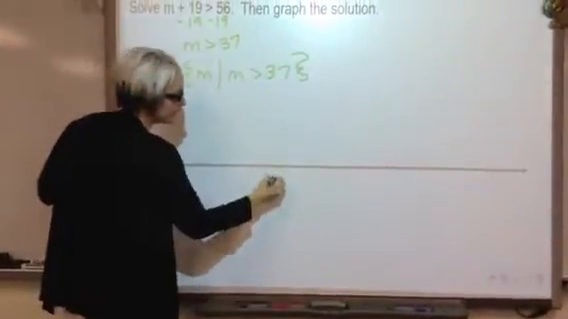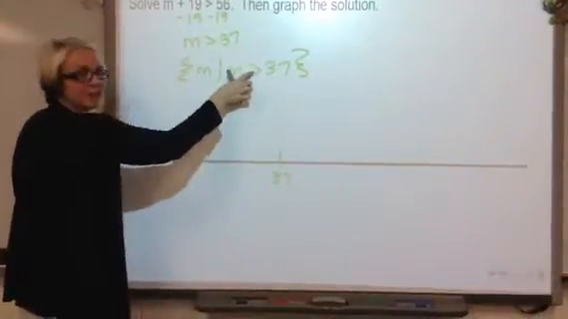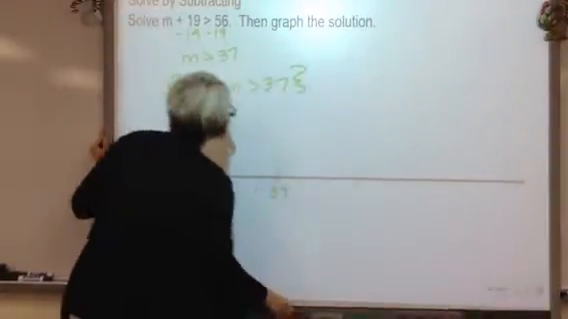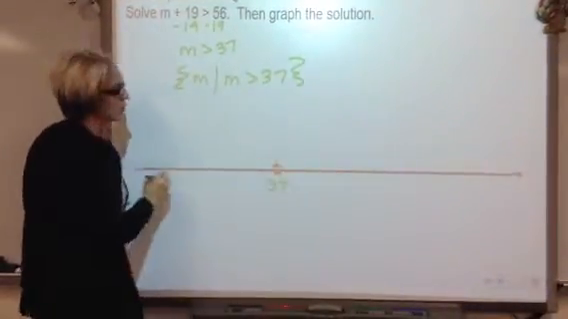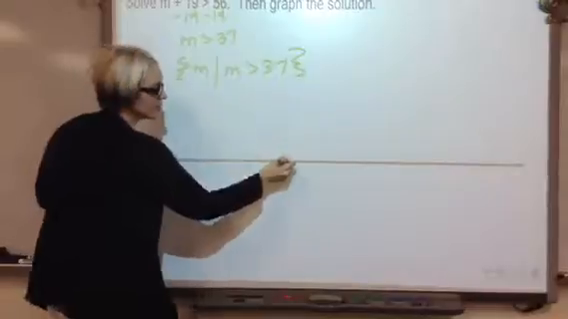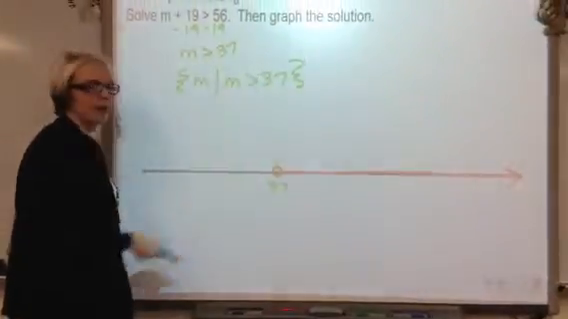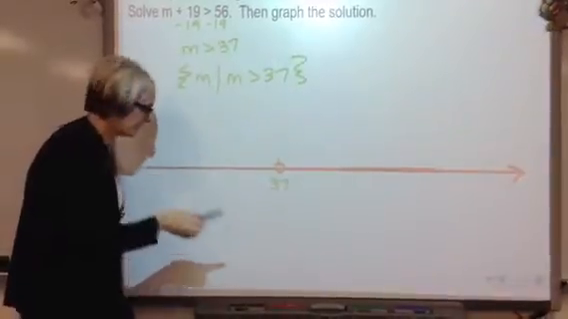Graphing, we find 37. It is not equal to, so we can't put a solid circle. We have to put an open circle because it's not equal to, and it's everything greater than 37, so this direction. And if you look, that's the way the arrow is pointing as well. Try the subtraction example in your notes.